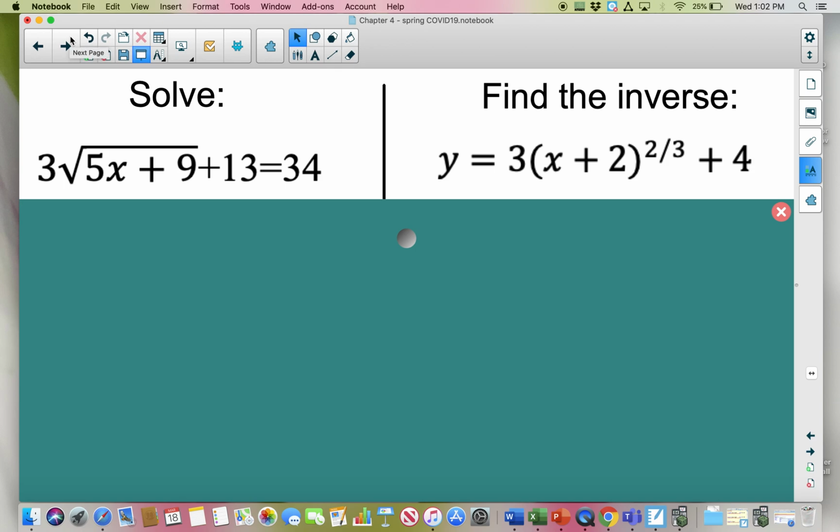We'll get into that momentarily, but I want you to just take a moment and maybe do these two warm-up questions. I will talk through them, but take a couple minutes, pause the video, and work through those. It'll be a good checkpoint for you to see how you are with solving and finding the inverse.